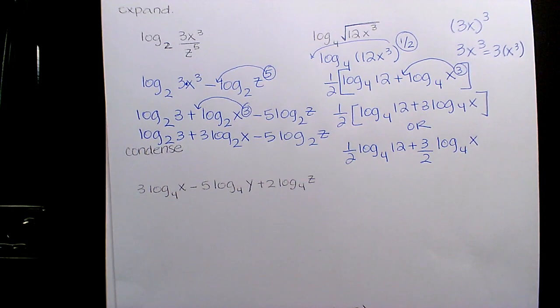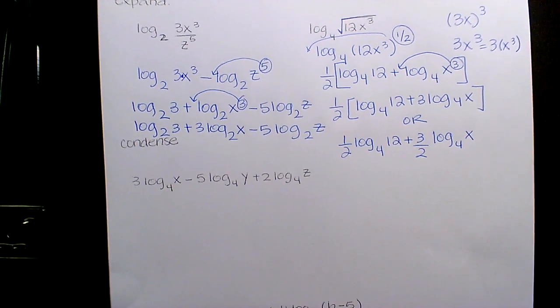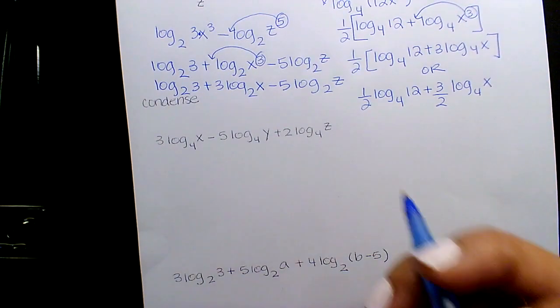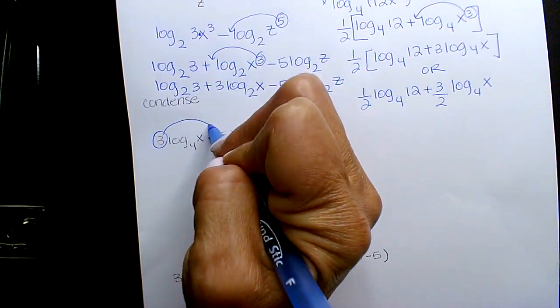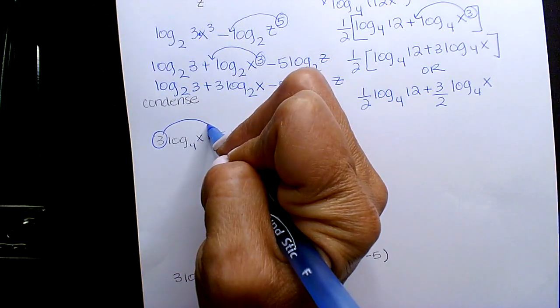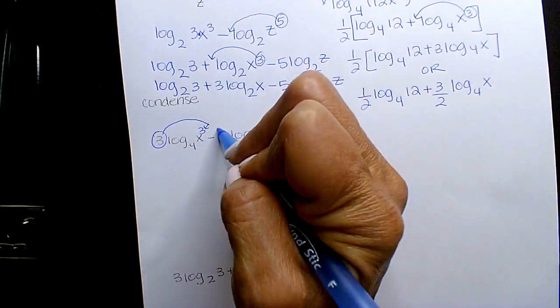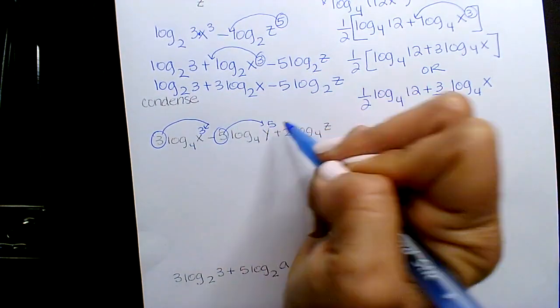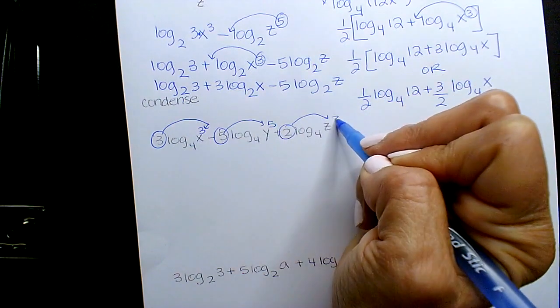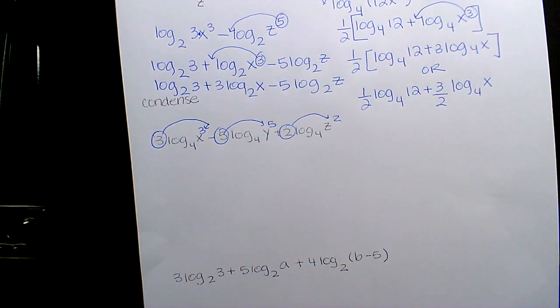Okay, go to condense. So condense is the power rule backwards. Oh, my arrow went too long. Sorry, we'll come back. This 5 is going to go to this 5, and this 2 is going to this 2. You guys were good? You were able to get that, right?